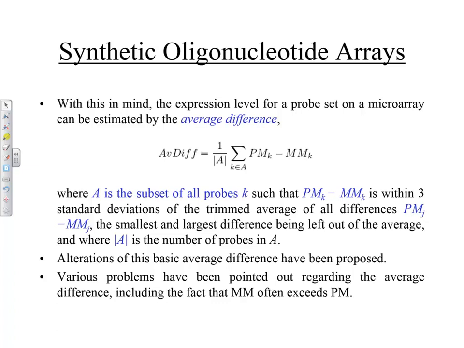The smallest and largest difference being left out of the average, and where the absolute value sign around A, or the cardinality of A, is the number of probes in A. And alterations of this basic average difference have been proposed, and various problems have been pointed out regarding the average difference, including the fact that this MM, the mismatch intensity, could often exceed the perfect match intensity. So again, this is all hand waving.